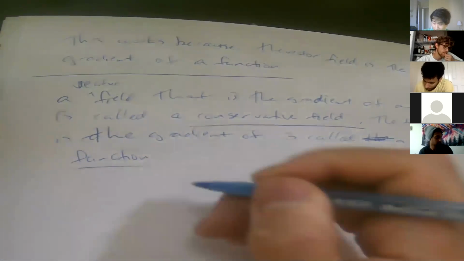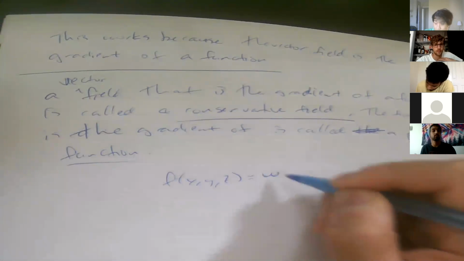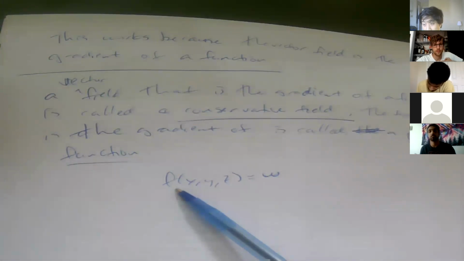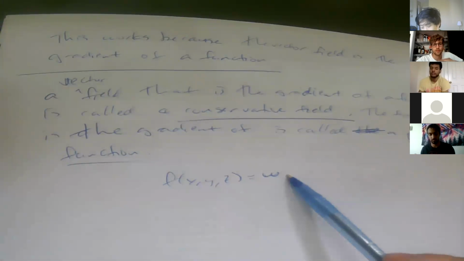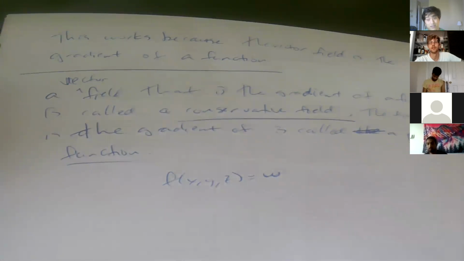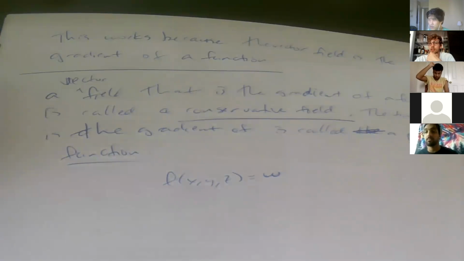So if I have a function like f of x, y, z equals something called w, and if w is a scalar, then I can talk about the gradient of f, right? But if w is a vector itself, then it doesn't have a gradient, it has a Jacobian, which is a matrix, not a vector, right? Okay. So we talked about that slightly at the end of chapter 15.